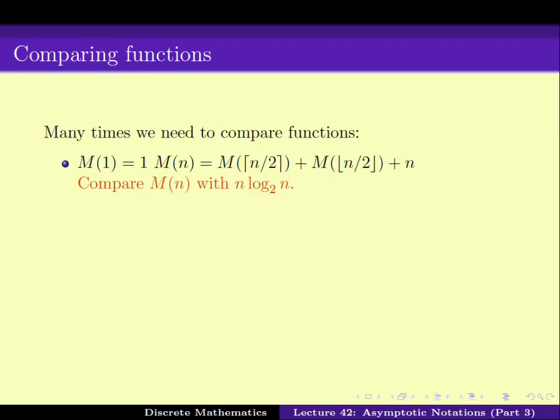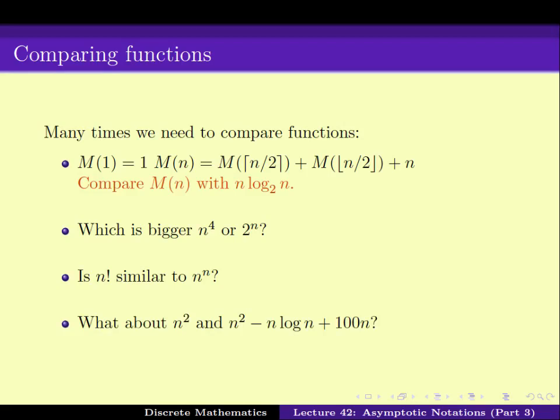So how can we compare whether we have done a good job or not? And for that we need to work with something of what we call as asymptotic notations. So here are some of the questions that are asked. For example, in the earlier case, how can we compare m(n) with n log n? Or which is bigger, n power 4 or 2 power n? Or is n factorial similar to n power n? And what about these two numbers, n squared and n squared minus n log n plus 100n?